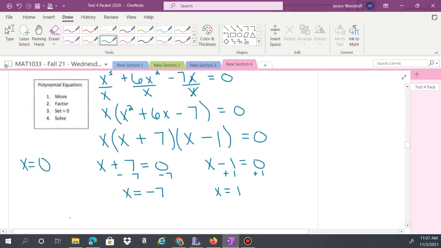Which means that if I plug 0, negative 7, or positive 1 into the denominator, I get 0. So I put the line through the equal sign. So x cannot equal any of these for our domain, which means the domain would be any number except these three numbers.